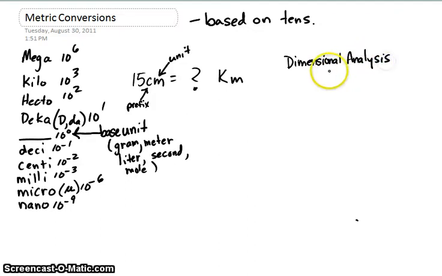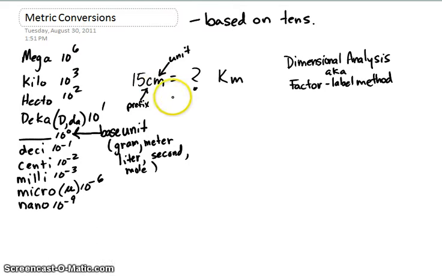Also known as the factor label method. There are tons of different names for this. No matter what it is, it's the best method. It's the most important thing you'll do in chemistry all year, understanding dimensional analysis. It will carry you through physics, through all kinds of cool other classes in college.